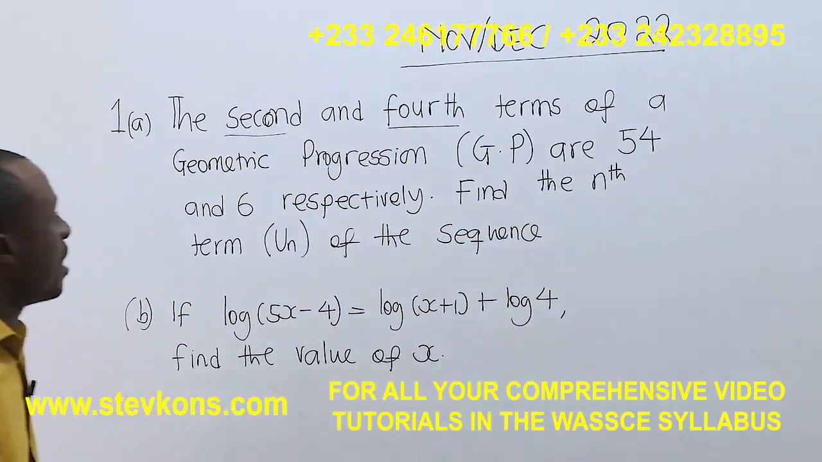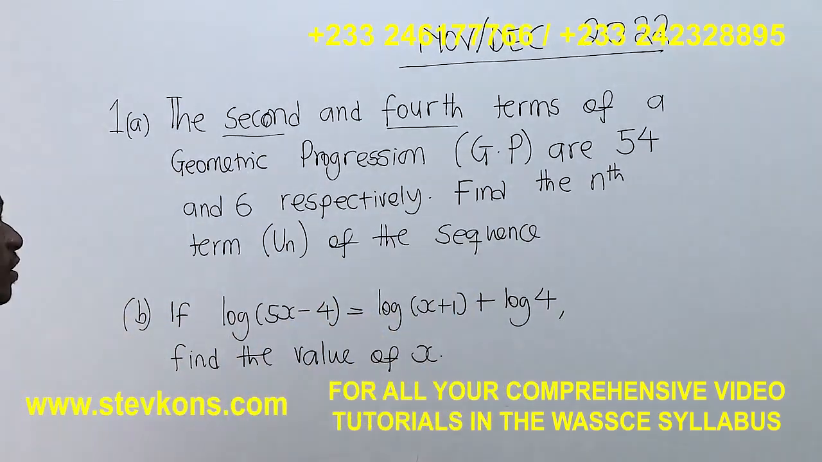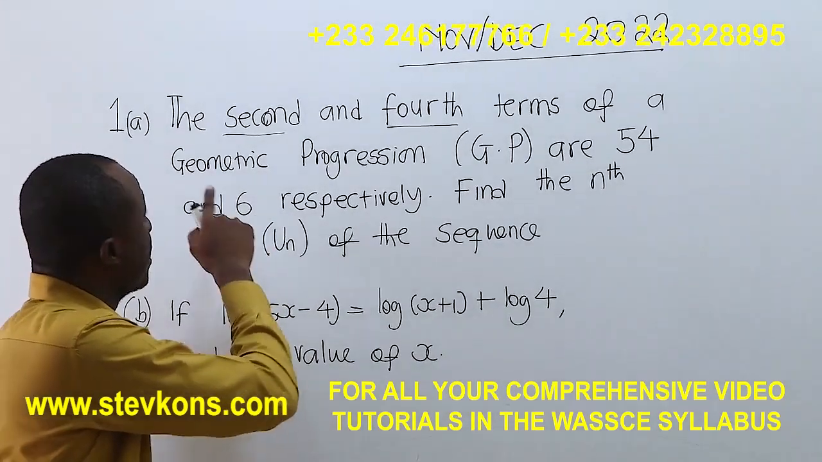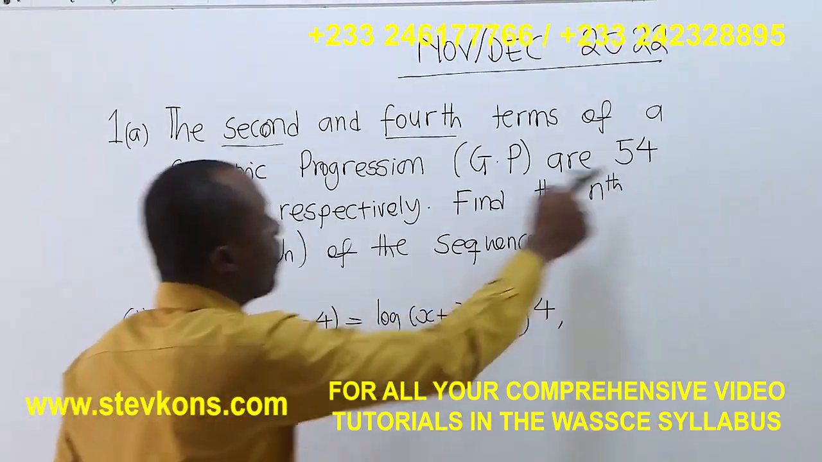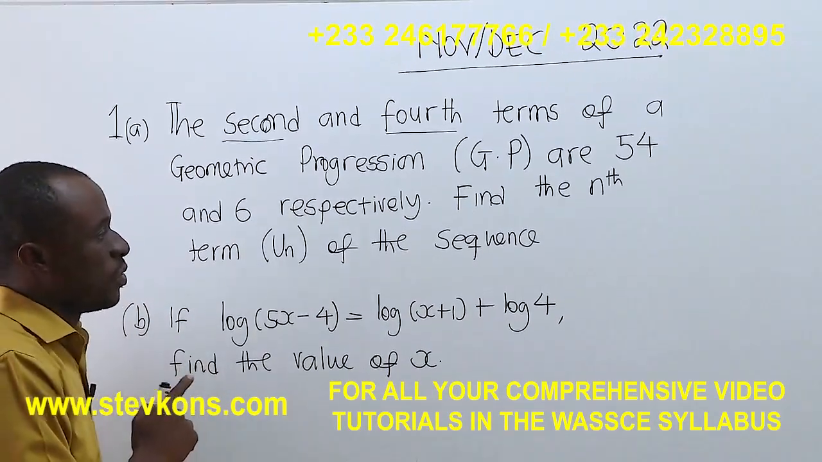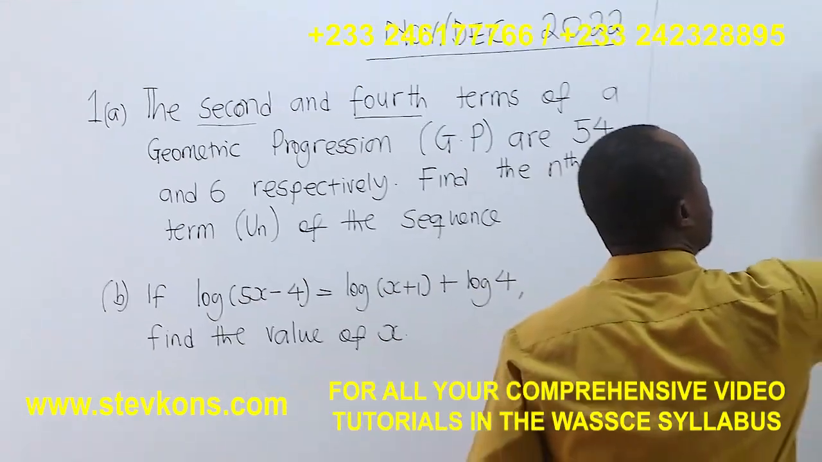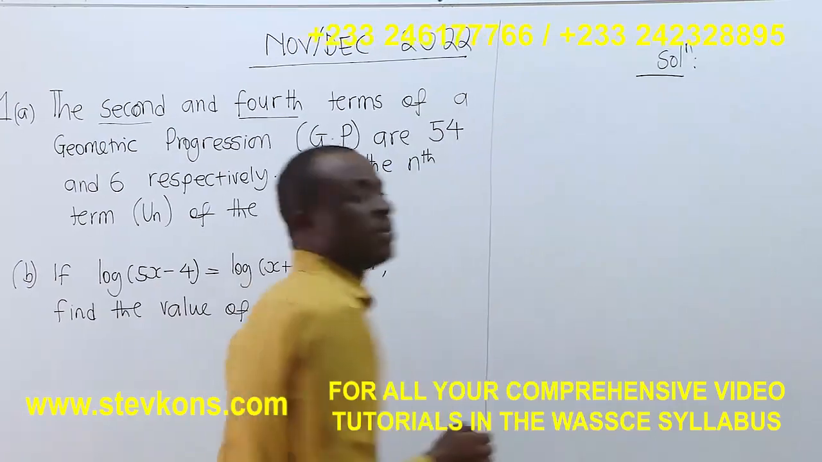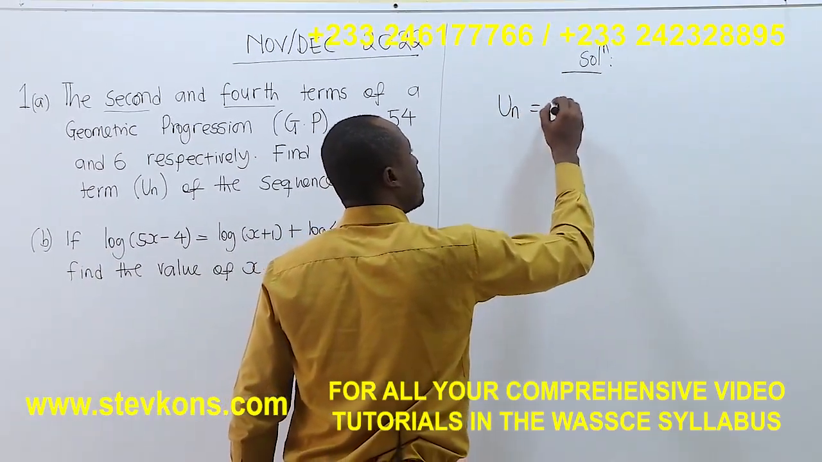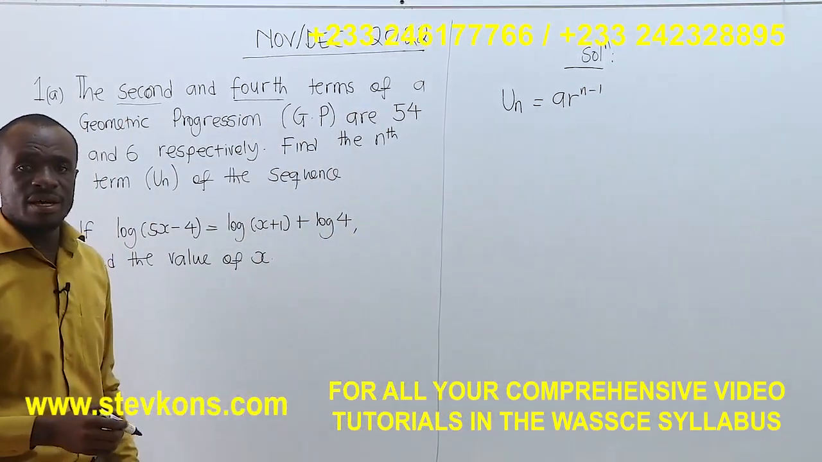fourth terms of a geometric progression, GP, are 54 and 6 respectively. So the second term is 54, and the fourth term is 6. We should find the nth term, that is Un, of the sequence. Now, how do we write the general term? The general term of a GP is given as Un equals ar to the power n minus 1. This is the general term.